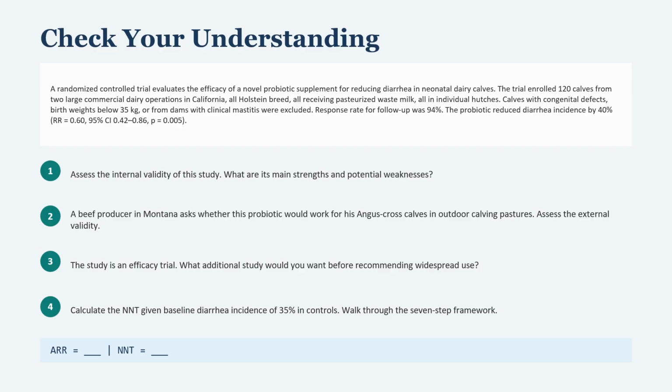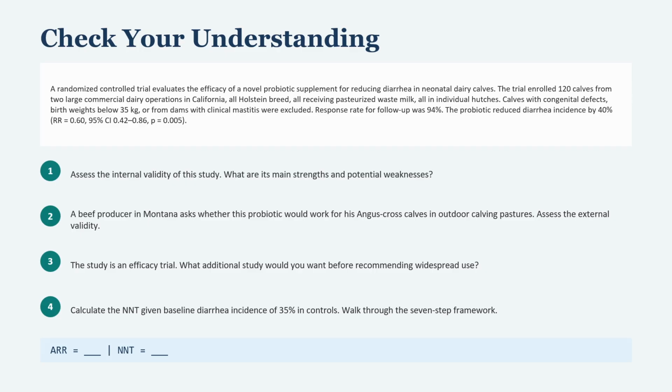Question 1, internal validity assessment. Strengths: randomized design, which controls known and unknown confounding. High follow-up rate, 94%, so minimal loss to follow-up bias. Adequate sample size, 120 calves, likely powered to detect a 40% reduction at this baseline incidence. Clear outcome, diarrhea, presumably defined objectively by fecal score or veterinary diagnosis.